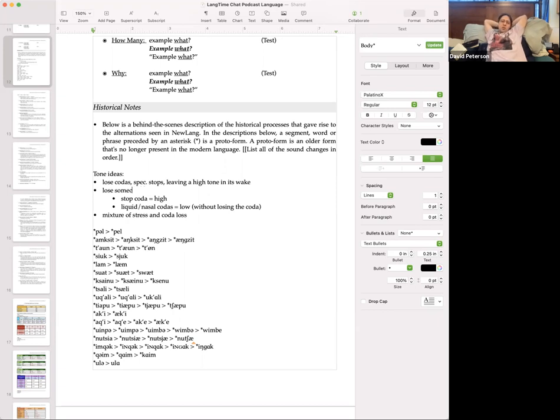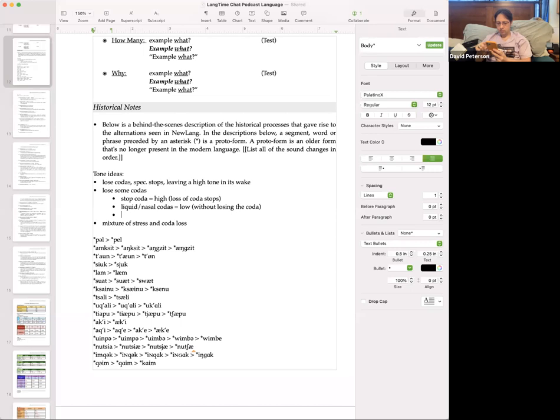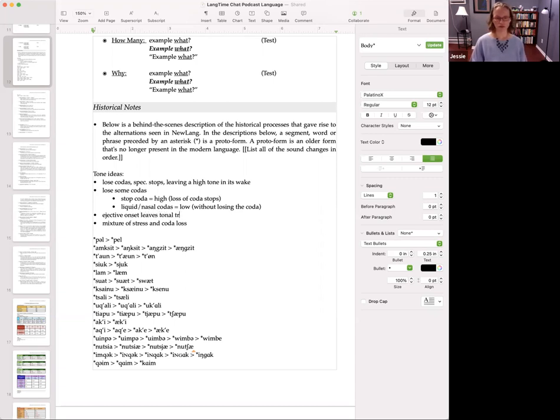And maybe ejectives giving us low. I forget. Oh, shoot, I'm going to have to look up if ejectives are associated with low or high tone. So having an onset as an ejective? Yeah. So an ejective onset leaves a tonal trace. That may be wrong though. Maybe. Not sure what tone.